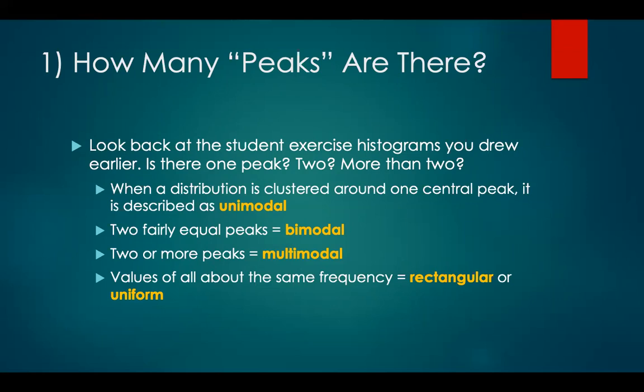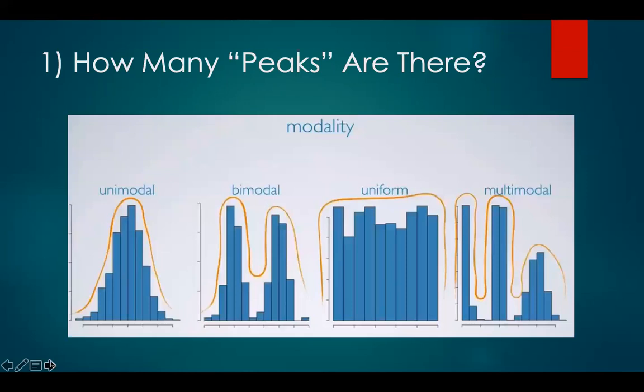Now, the fourth type of distribution is a rectangular or uniform distribution, wherein values have roughly the same frequency. I'll show you visually what these would look like in the next slide.